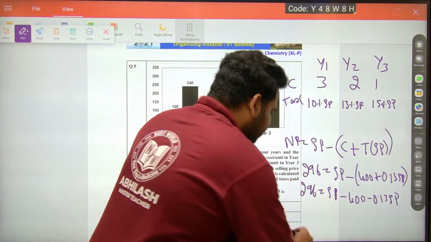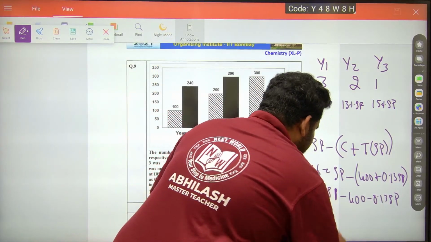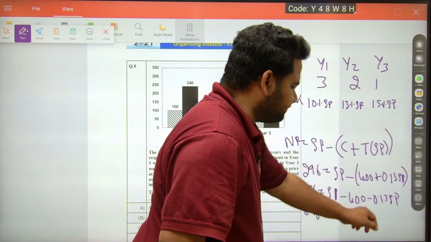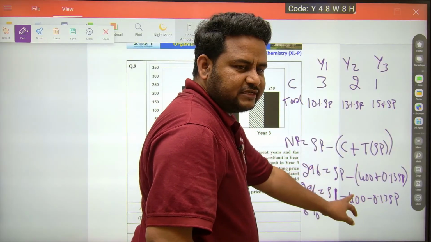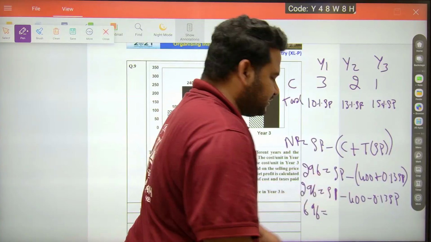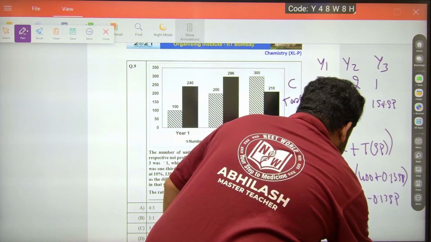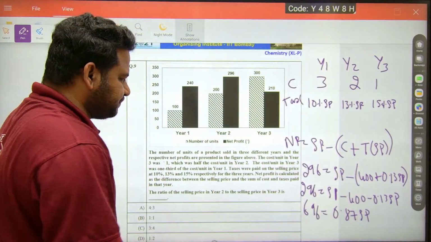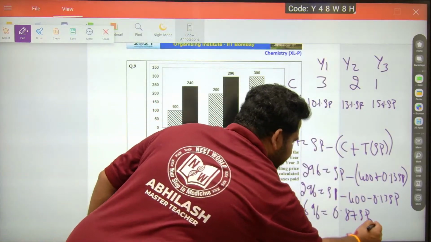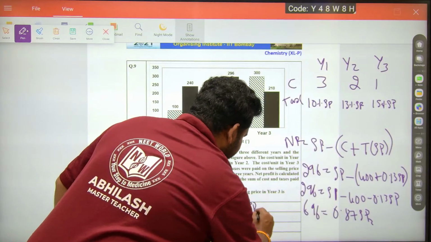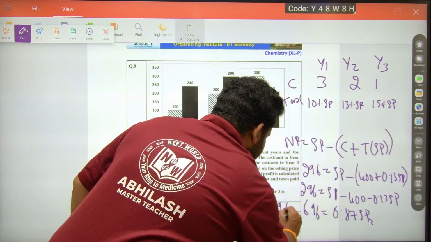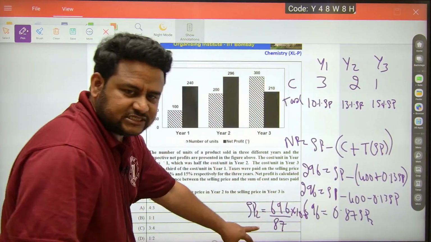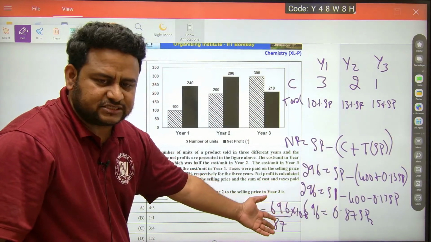296, if I bring it this side with 400, this will become 696. So 696 is equal to SP minus 0.13 times SP. That is 1 minus 0.13, which is 0.87. I can write this as 0.87 times SP. So SP of year 2, let me write this as SP2, will become 696 divided by 87 into 100. Why? Because I converted the decimal to fraction.